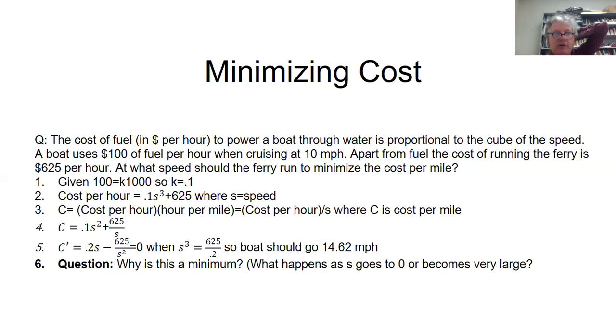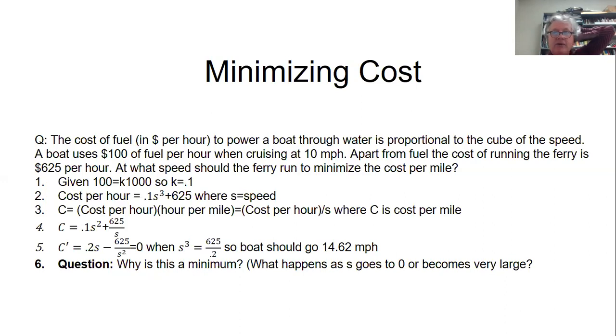So the cost per hour is 0.1 times S cubed plus 625, where S is the speed. But we don't want cost per hour, we want cost per mile. If we've got cost divided by hour and we multiply by hour divided by miles, then we get cost per mile. So we take cost per hour and we multiply by hour per mile. And that's the same thing as taking cost per hour and dividing by S.